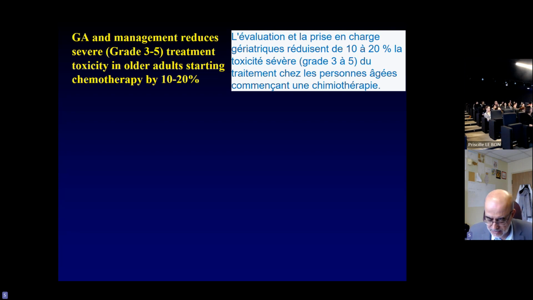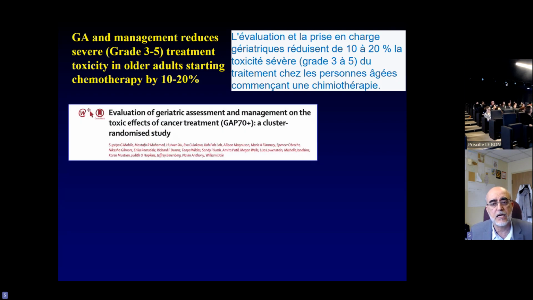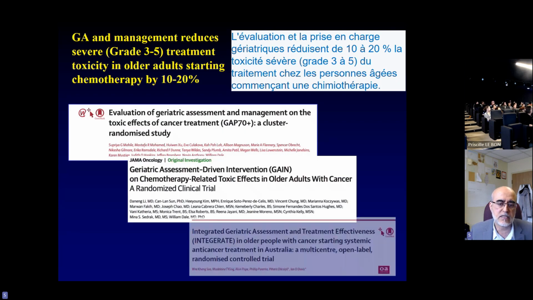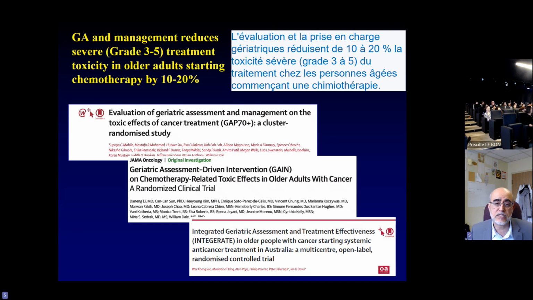I will highlight, since I know this has been presented earlier, the geriatric assessment and co-management on the basis of 3 high-quality randomized controlled trials has been associated with a reduction in severe toxicity by 10 to 20%, associated with improvement in quality of life and reduced hospitalization.